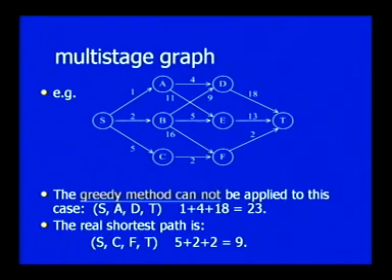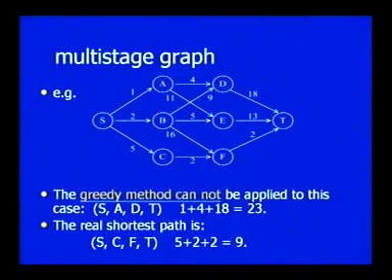But unfortunately, this solution is not a global optimal solution, because the real shortest path comes in this particular manner. It is from S to C, that is 5, then C to F, that is 2, then F to T, that is going to be 2. Therefore, the best path is this one, S to C, C to F and F to T. So, you can see now that the global optimal value is going to be 9, but unfortunately my greedy approach gives me a value of 23. What is the problem with this?